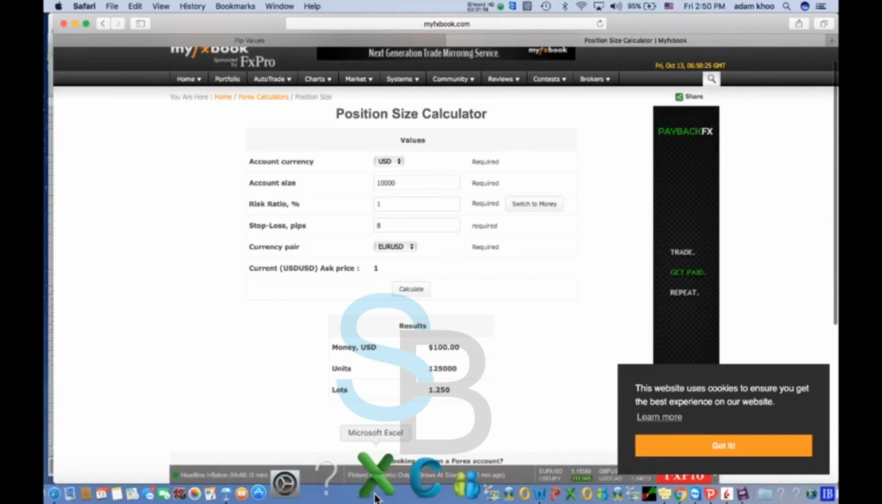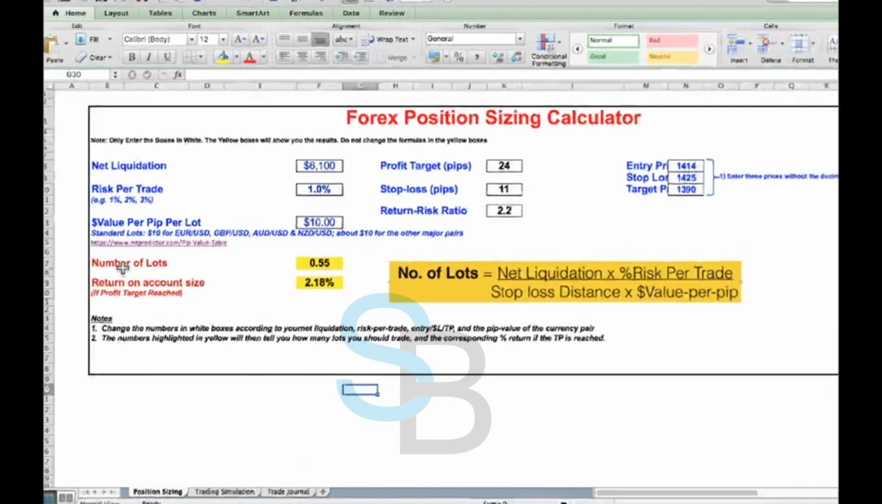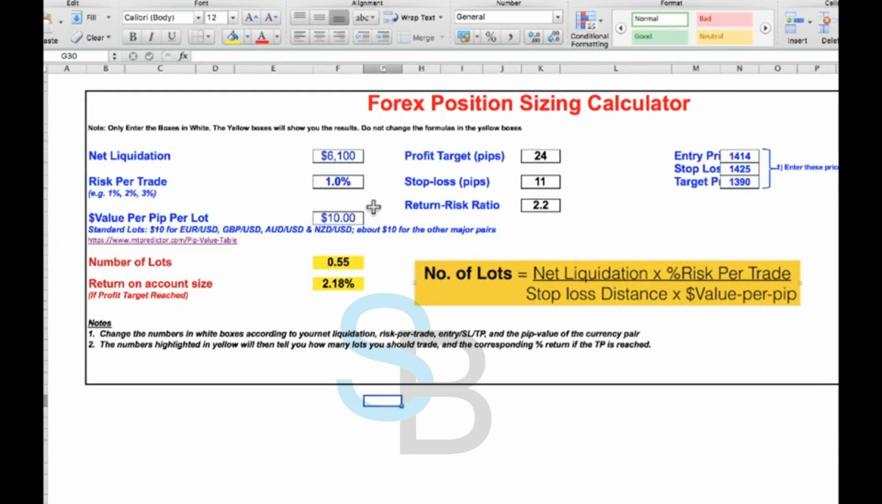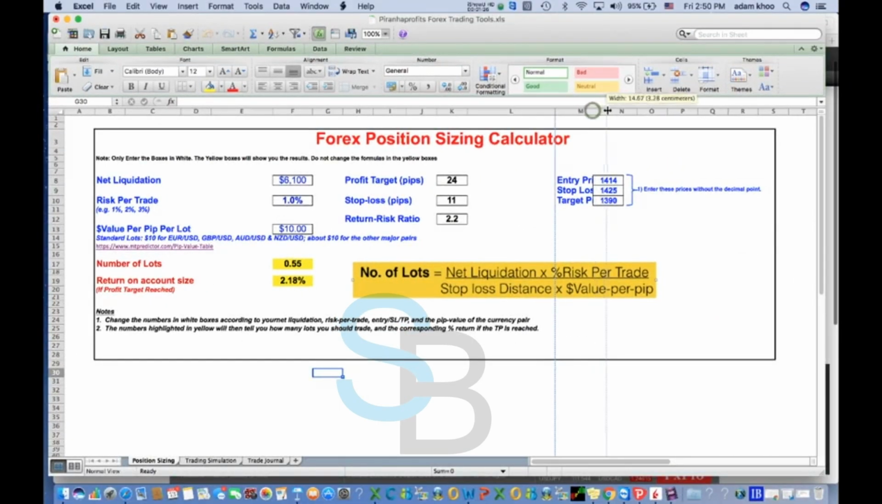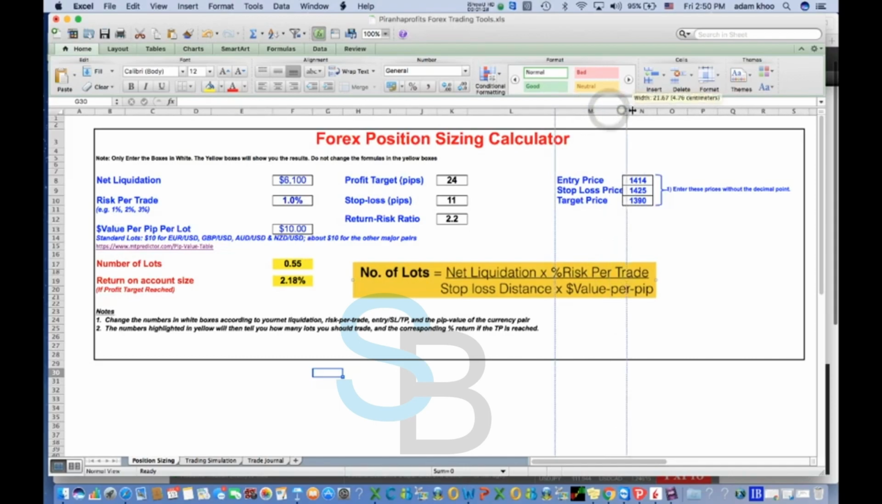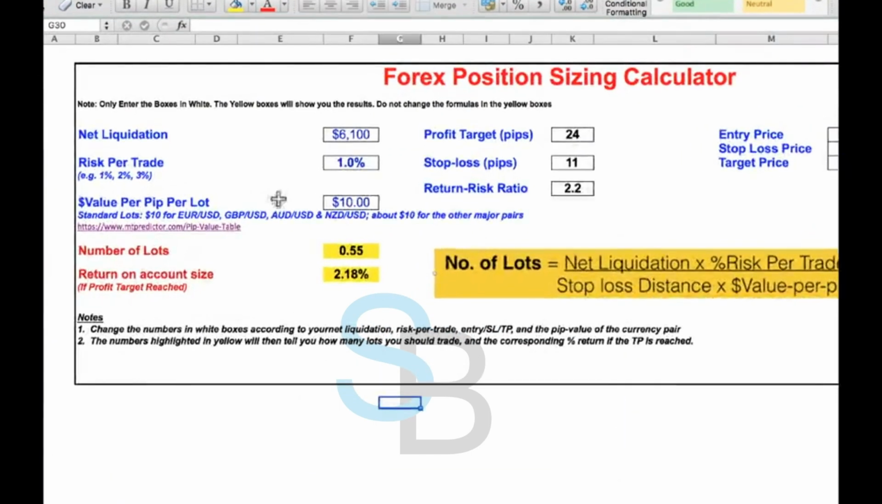Okay, so you could use this calculator if you want online. If you want, you can also use the one I've provided over here. Okay, so to use the ones I provided, what you want to do is you only key in the boxes in white, right? Only enter the boxes in white. The yellow boxes will show you the results. Never ever go to the yellow boxes, because if you type something there, you will change the formula and the calculator will get screwed up, right? So same thing with net liquidation 10 grand, risk per trade 1%. So key this in, key this in.